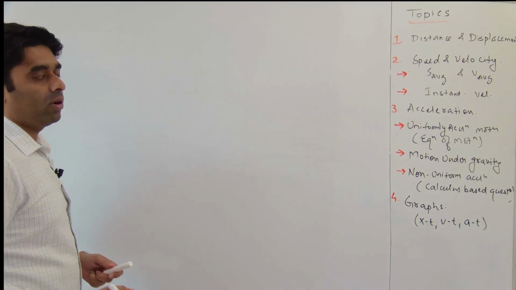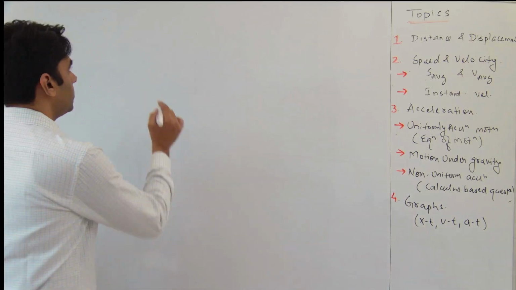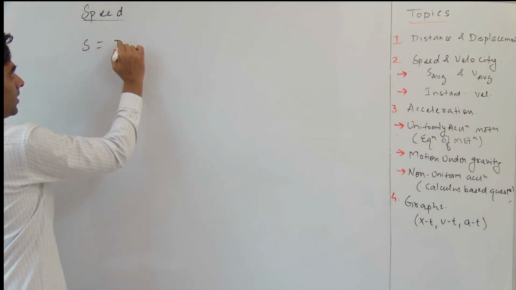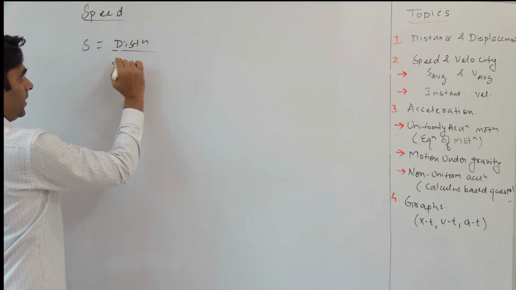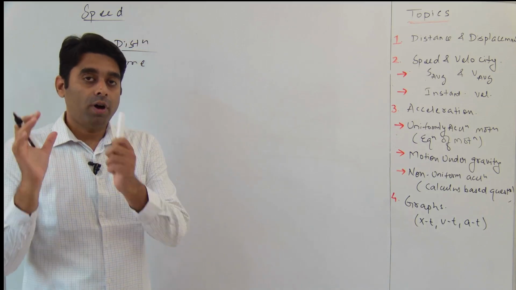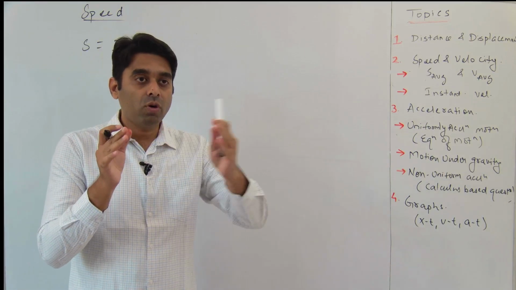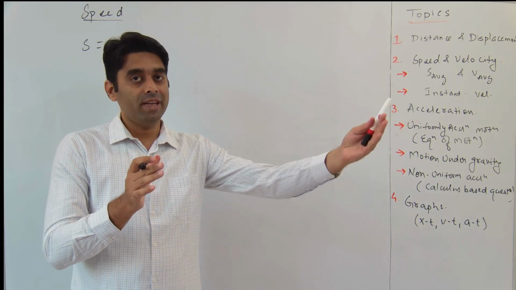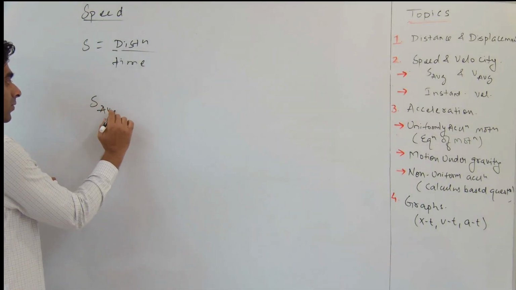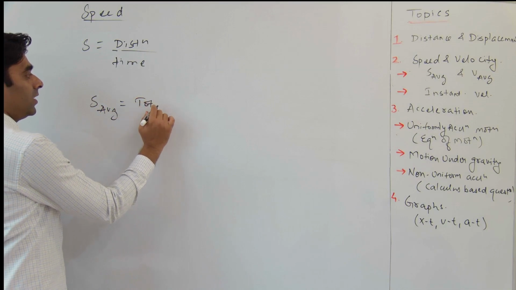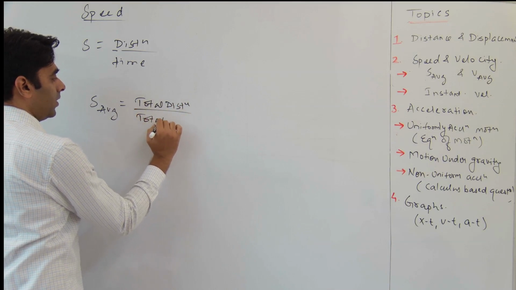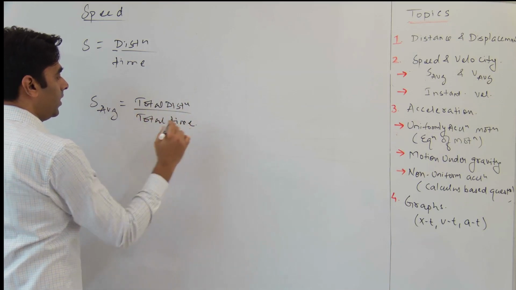Now, if we talk about speed as a physical quantity, what do we understand by speed? Speed is basically the distance traveled by time, right? Now, it may happen that a body may not move with the same speed, that is constant speed. Over a period of time, its speed changes. Then in that case, we write down the average speed, and average speed is given as total distance by total time.